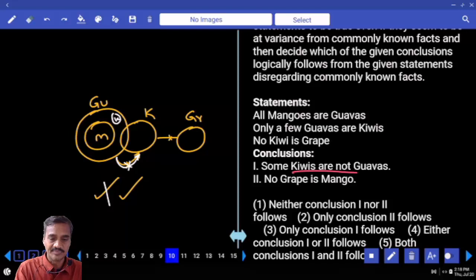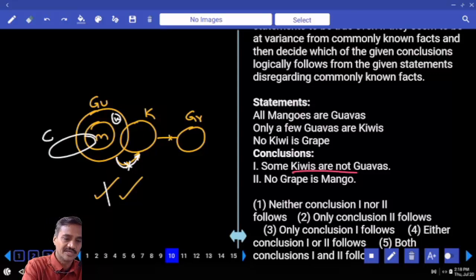And at the same time, no grape is mango. To make this one false, we need to prove some grapes are mangoes. I mean, the right side of the grape. Hence alternate diagram makes the previous conclusion false. As these two conclusions can be false at least once, they cannot be 100% definitely true. Hence what is your answer? Neither 1 nor 2, choice 1, question number 10.